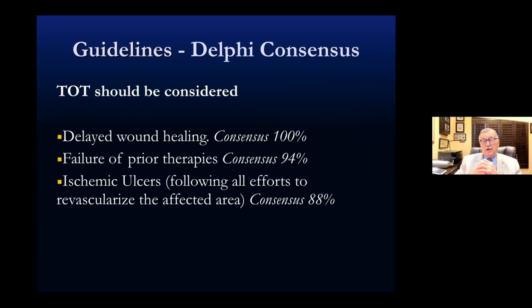In trying to figure out which wounds the experts felt might be most beneficial: delayed wound healing, a consensus of 100%. Failure of prior therapies, a consensus of 94%. Ischemic ulcers, again following all efforts to revascularize first, with a consensus of 88%.